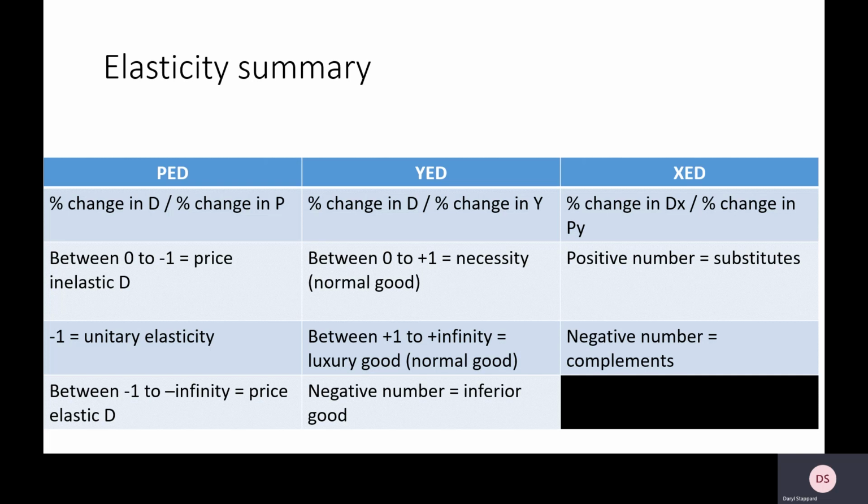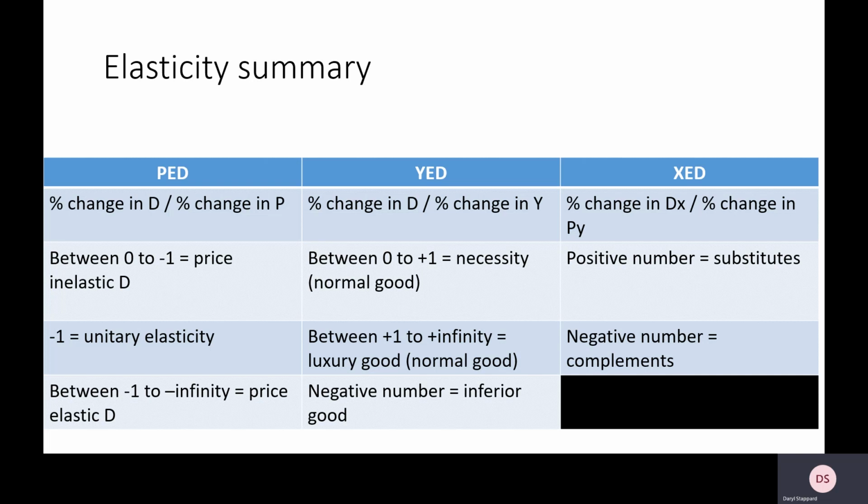So they all have demand at the top of the formula. And then for price, I have price at the bottom of the formula. For income, I have income at the bottom of the formula. And for cross-ED, I will have the change in the price of the other product at the bottom of the formula. Now, when it comes to PED, everyone, what we're looking at here is the shape of the demand curve.